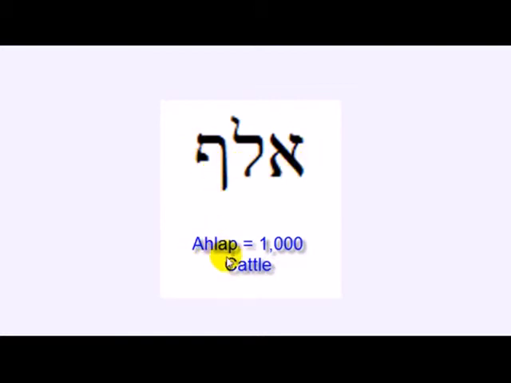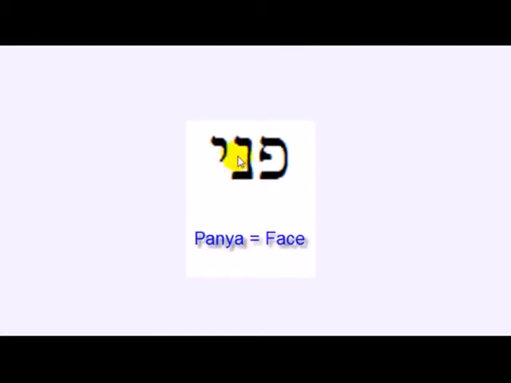Alap. The word alap means 1,000, or it means cattle. So that's the final pa that's used at the end of a word, and that's the regular pa that's used either at the beginning or in the middle of a word.